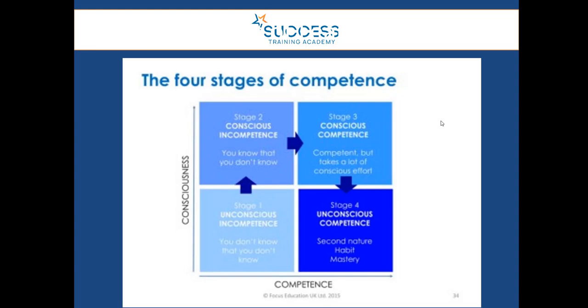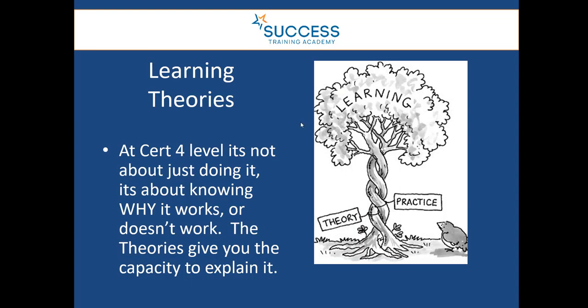Okay, so learning theories at Cert 4 level, it's not about just doing it, it's about knowing why it works or it doesn't work. All right, the theories give you the capacity to explain why something is successful or not. Okay, now as part of your TAE, we're certainly not expecting you to be able to understand lots of learning theories or get very academic on things. However, there are 2 or 3 simple learning theories and I guess classroom ideas that you need to get your head around, so that you can have a good understanding as to what you're doing and why you're doing it.